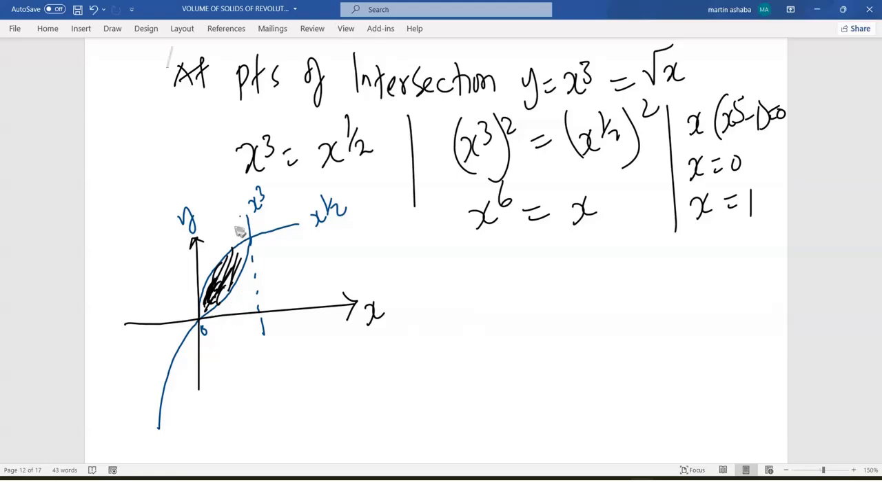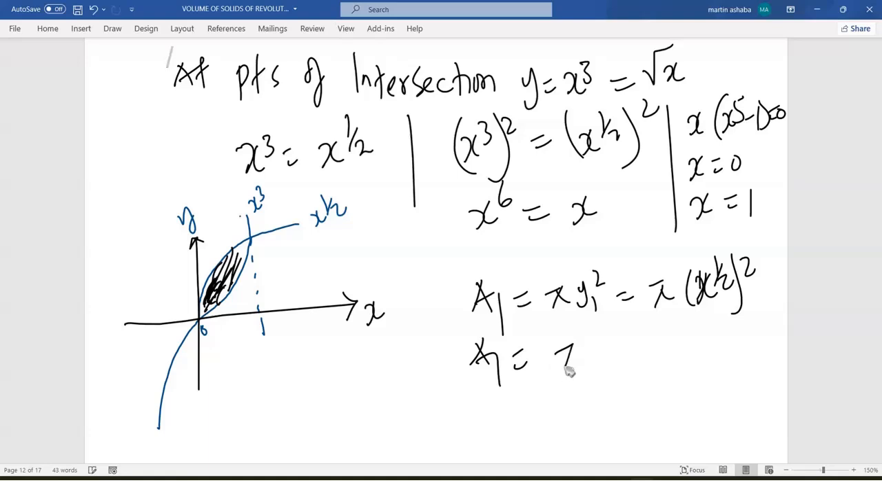First of all, I'll need to look for area A1. Area A1 will be, from 0 to 1 for example, x to the power a half. So this will be pi times y1 squared. If y1 is x to the power half, then this will be pi times x to the power a half, everything squared, and your area A1 will be pi x.